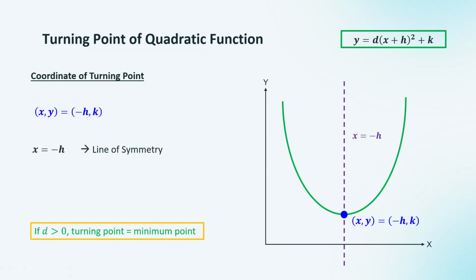It divides the parabola into equal figures. That is the line of symmetry. And then for the y value, we call it the extreme value. Again, the extreme value can be a minimum if d is positive, and it can be a maximum if d is negative, as we will see next.